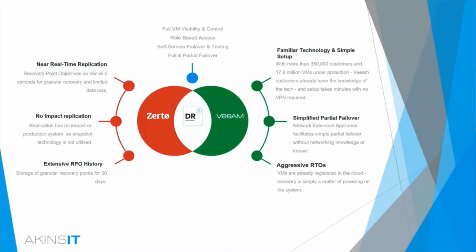And extensive RPO history, you can configure it to store to the second failover restore points for up to 30 days. And then on the Veeam side, that user interface that any admin can hop in and click around and figure out what's going on. You can go in with basic computer operator experience, configure your storage extents, configure your backup jobs and your copy jobs without any help, because the user interface is just that simple and makes that much sense.